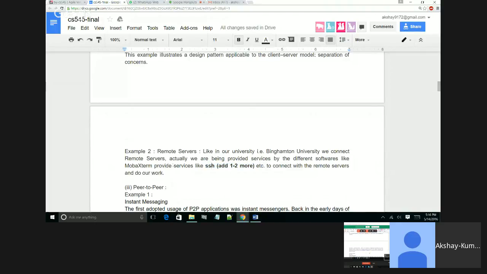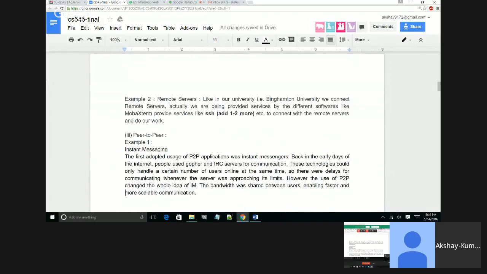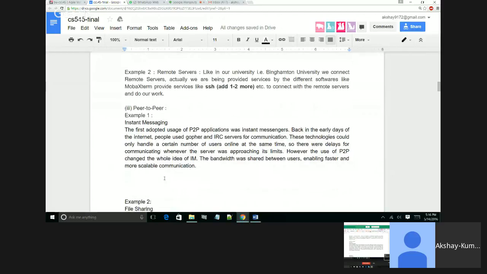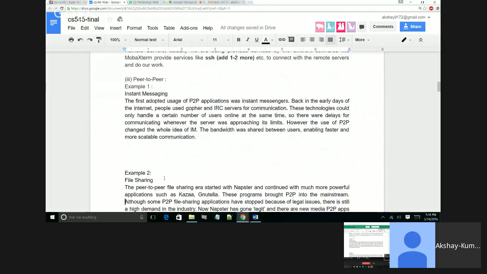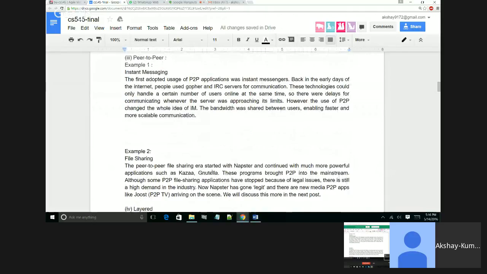I guess you're telling me this, right? Yes. Okay, I will go to the peer-to-peer. Firstly, I have given the example of instant messaging, and second is file sharing. We have all heard about Napster. These tools all use peer-to-peer services. So that's why I gave this example in the peer-to-peer.